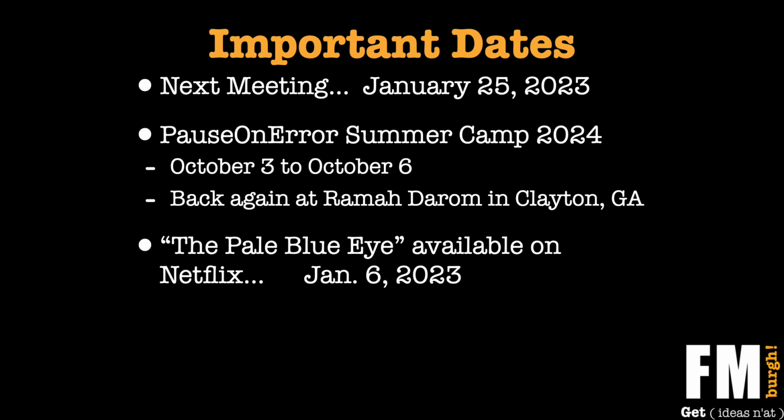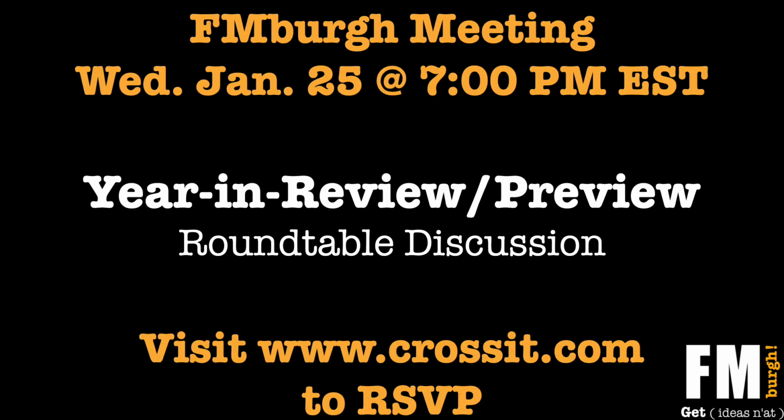They've already scheduled the Pause on Error summer camp for 2023, and that is going to be October 3rd through the 6th, and they're going to be back in Clayton, Georgia, as we were the last couple of years. And the last important date is that The Pale Blue Eye is available now for streaming on Netflix beginning January 6th. I only point that out because much of the movie was filmed in and around Western Pennsylvania. So pretty cool, right? All right.